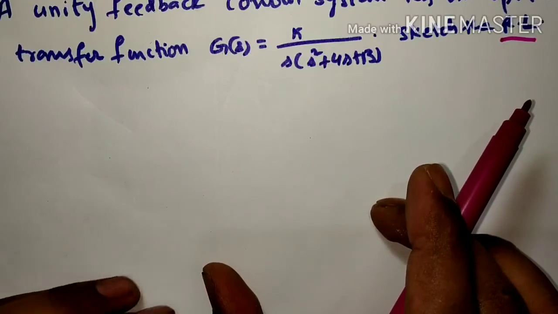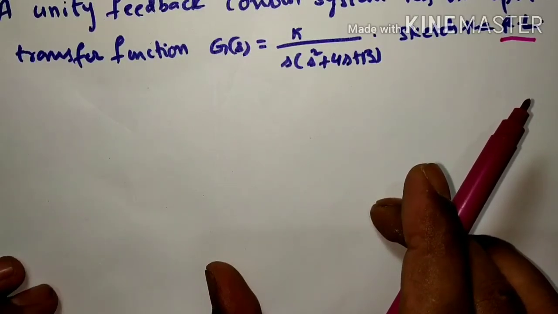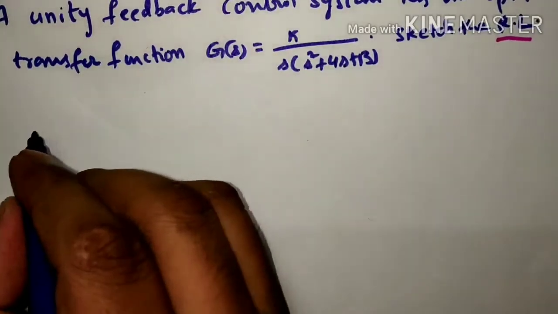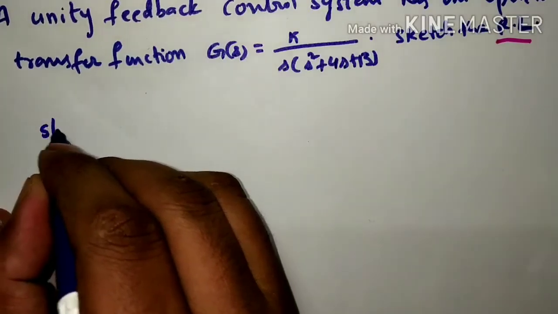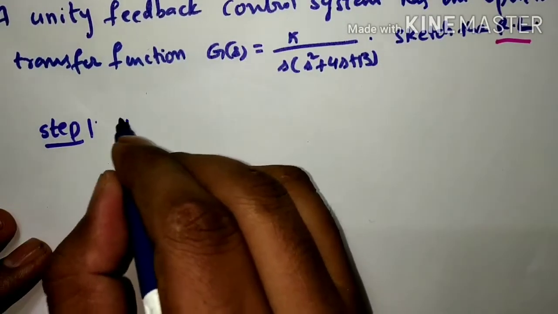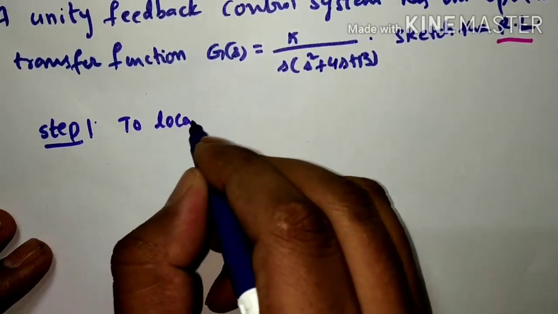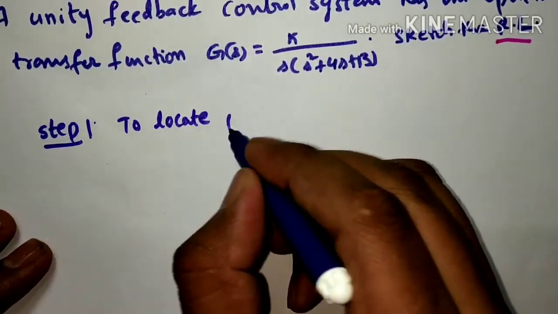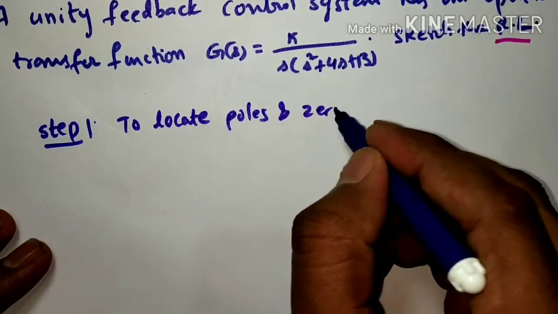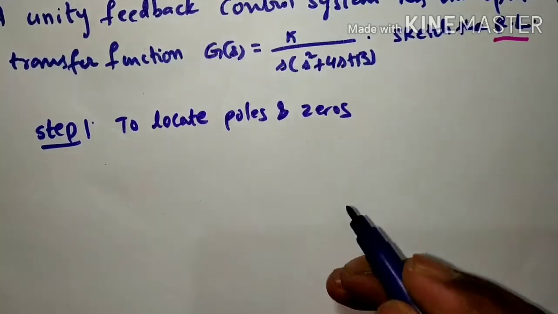To sketch this root locus, you have to follow steps. Step 1 is to locate the poles and zeros. First you have to locate the poles and zeros.